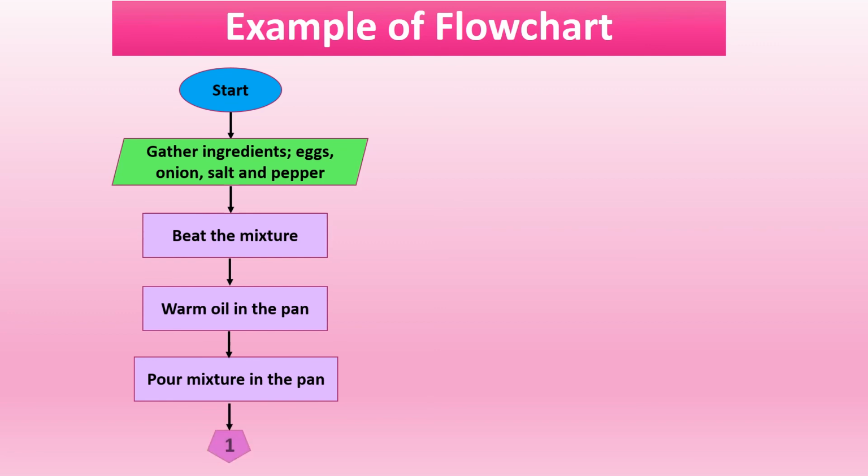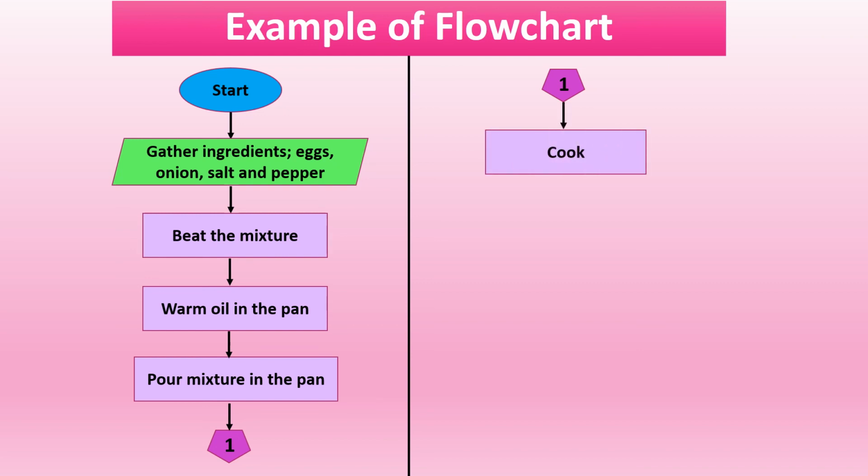What should I do? I'm going to use the off page connector, a pentagon shaped symbol, by writing 1 inside it. On the next page, when I'm going to start the rest of my flowchart, then I'm going to start with the same pentagon symbol with the same number inside it. The next process is to cook.